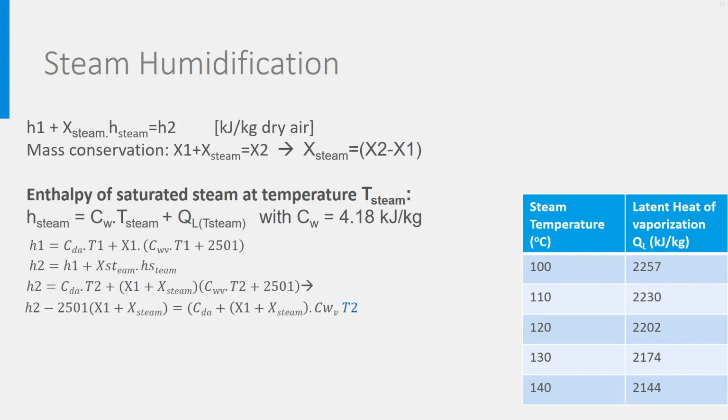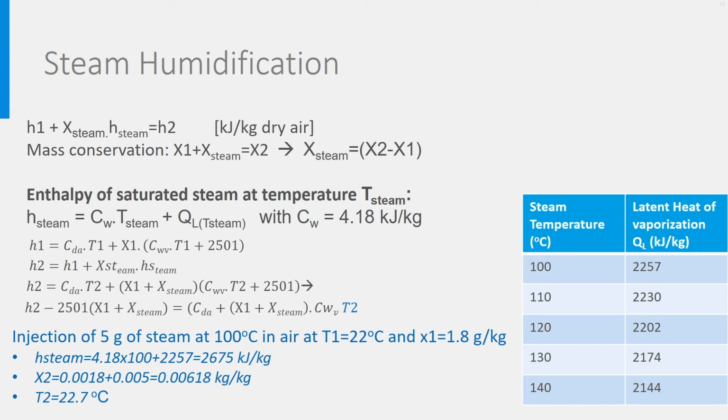Let's take an example of 5 grams of steam at 100 degrees being injected into air at 22 degrees and absolute humidity 1.8 gram per kilogram dry air. The latent heat of vaporization of steam at 100 degrees is 2257 kJ per kilogram. The enthalpy of steam is therefore 4.18 times 100 plus 2257 equals 2675 kJ per kilogram.